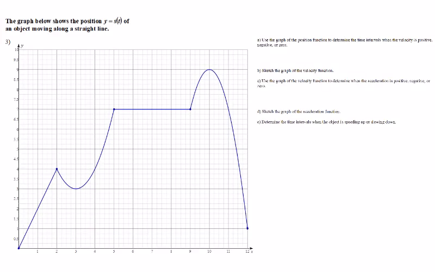All right, mathletes, number 3. So here we're given the graph that shows a position function of an object moving on a straight line.